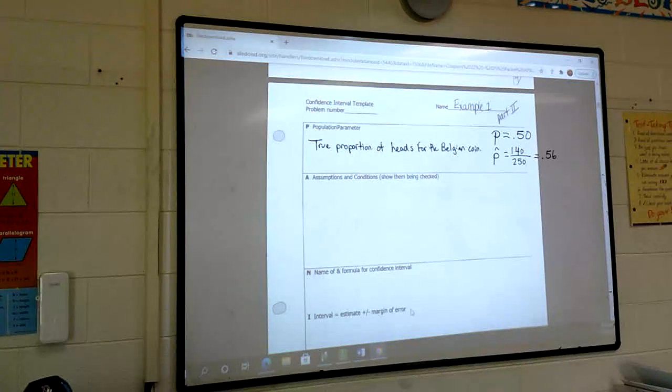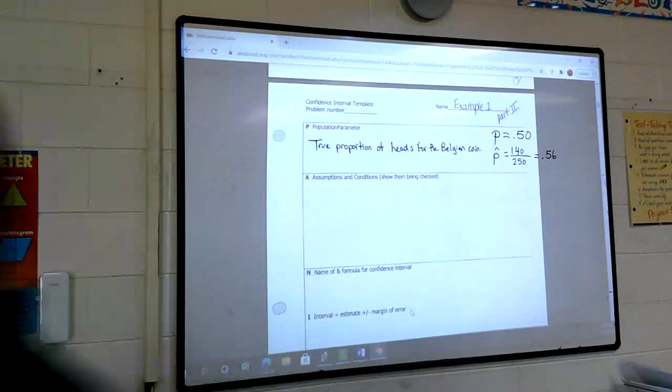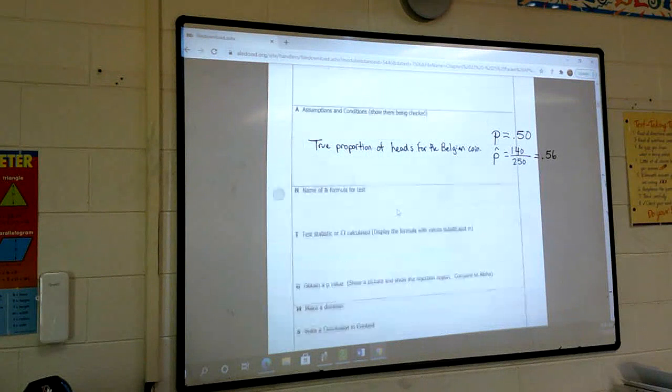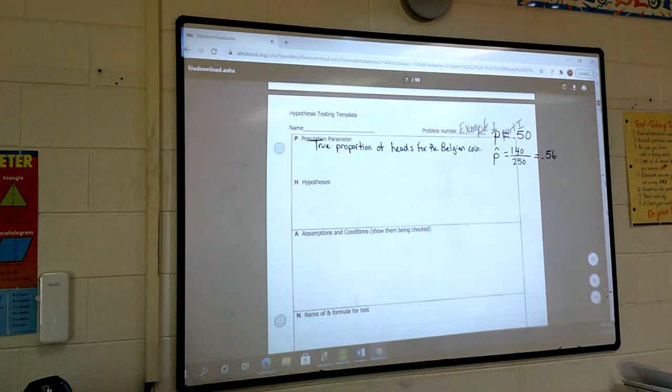We assume that it's 50%, but in our sample, we actually got that it was 56%, which is why the professor said that. Now, assumptions, well, no, I got to go back. So that was our parameter of interest, the proportion of heads. And now you want to go to the next part, which would be your hypotheses.